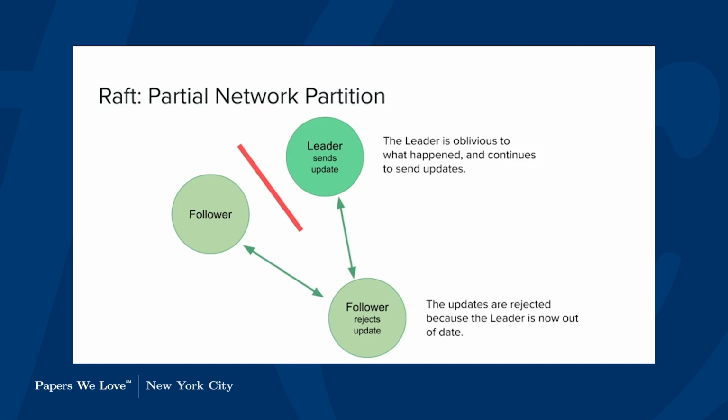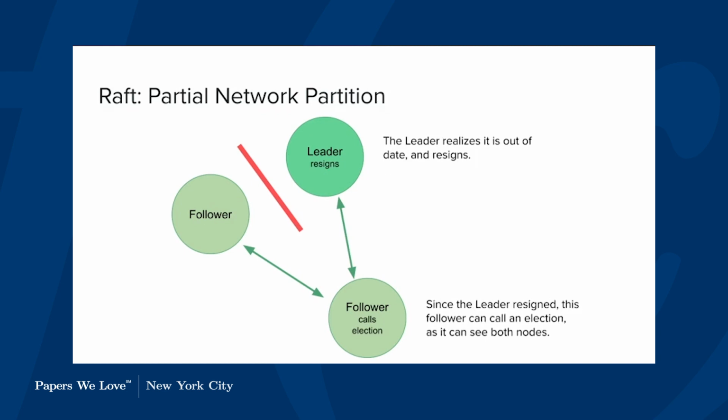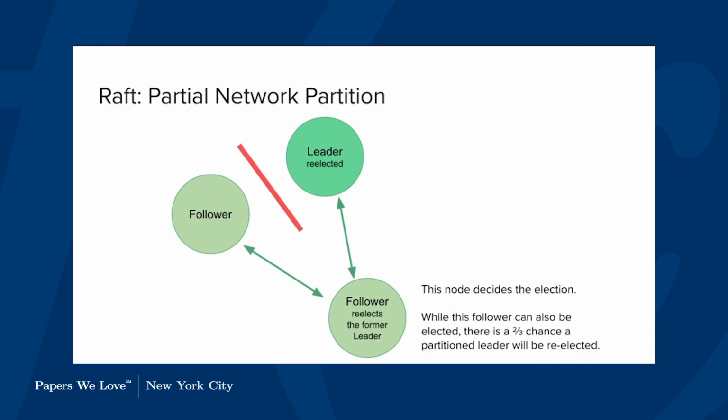The leader is then resigning. So now the follower can call a new election since the leader has resigned. And if we're unlucky, the same leader gets reelected again. And now we're back in the same state we were before.